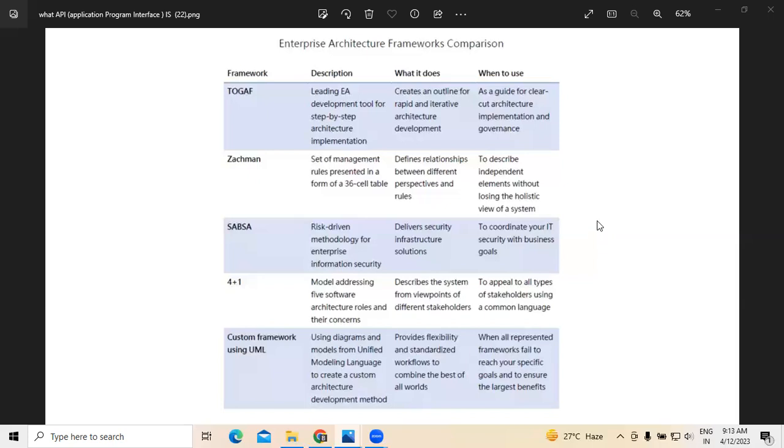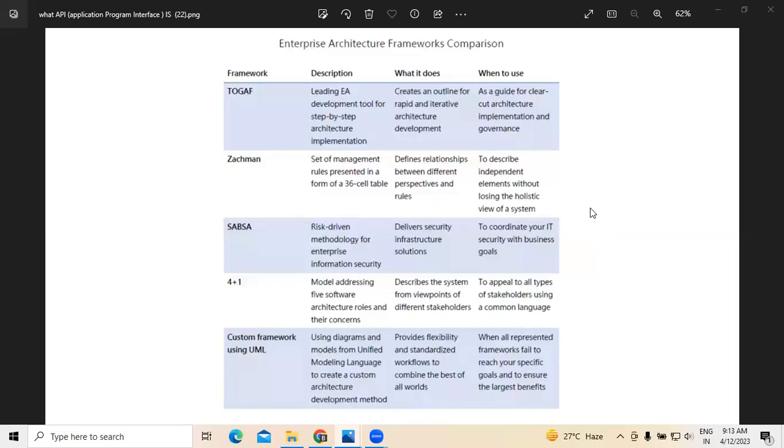At the same time, 4+1 is a model which addresses five software architecture roles as well as the concerns involved in it. And customizing the framework using UML means preparing different UML diagrams, something like use case, class, object, component, deployment, and activity diagrams, all these.